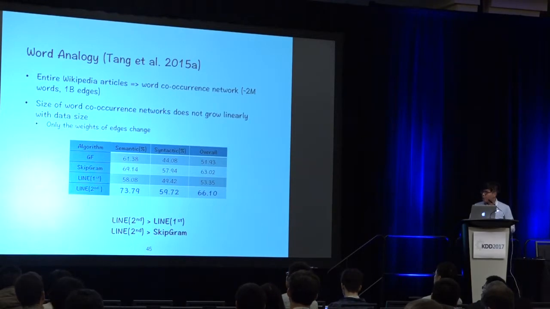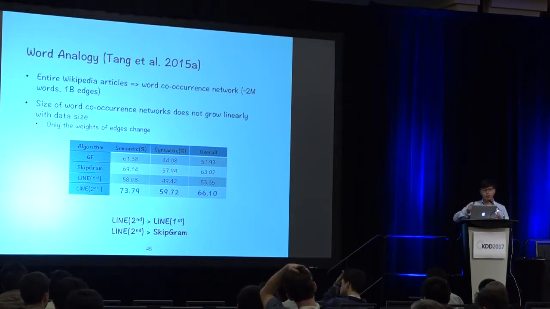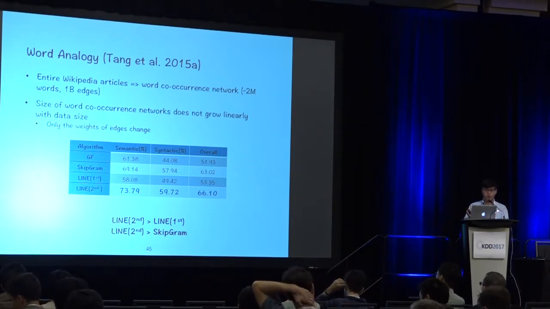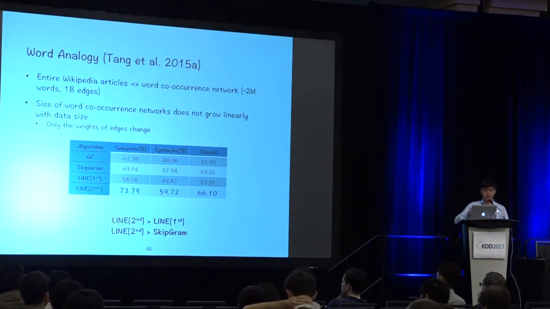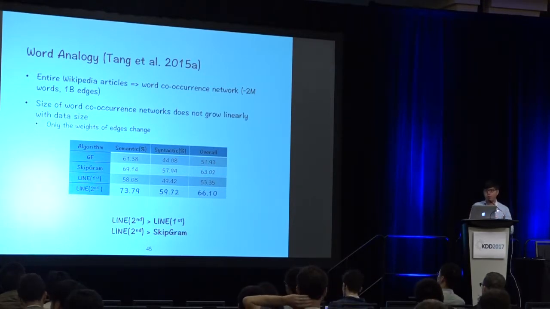Okay. So another advantage of this approach is that it's much more efficient, especially when you have a really large data set. This is because when you increase the size of the data set, like the size of the text, if you fix the vocabulary size, the size of the word co-occurrence network will not grow linearly with the size of the data, right? The only change is the weight between the words. So in other words, if you increase the size of the text, the size of the word co-occurrence network will not grow linearly with the data size. So this approach can be very efficient when the amount of text becomes very huge, right?